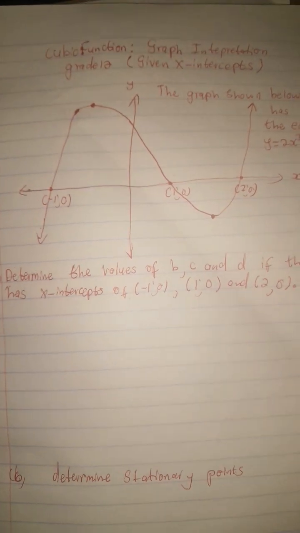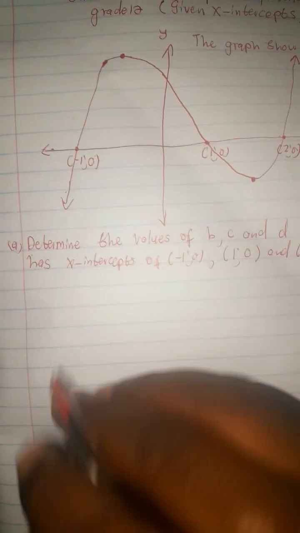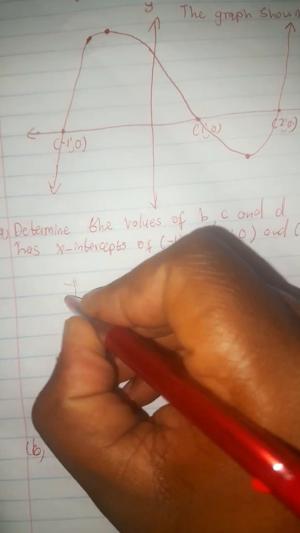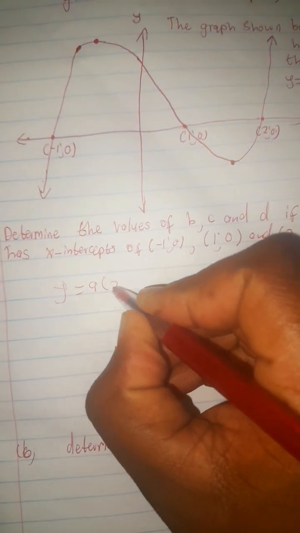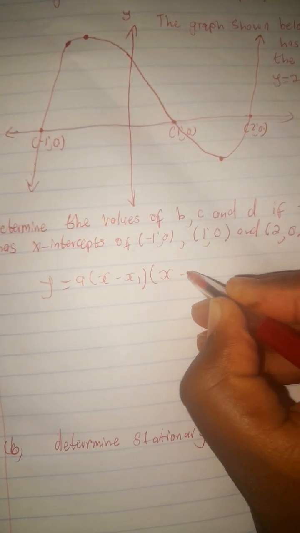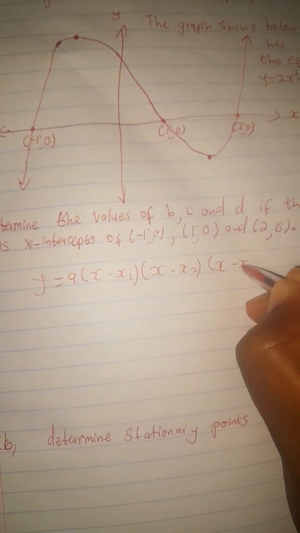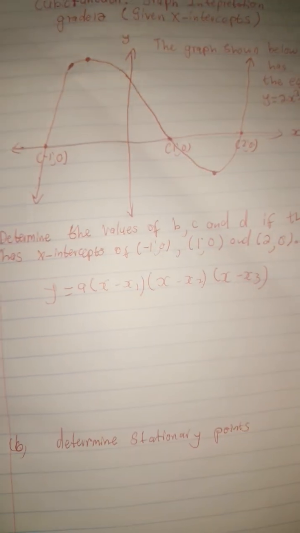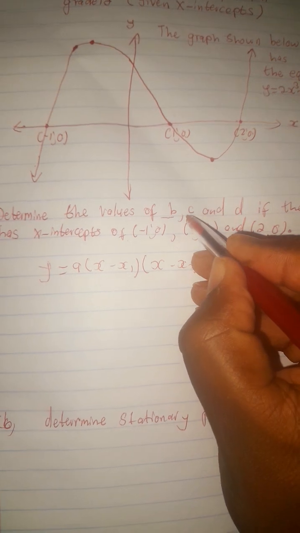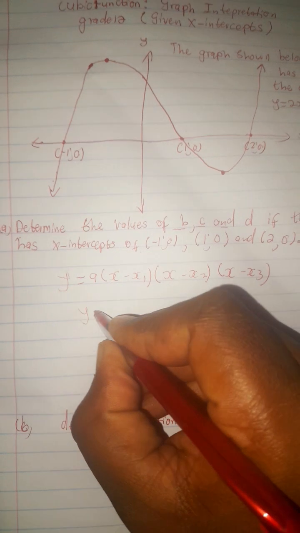So when you are given the x-intercepts, this is what you should do. You will write the formula y equals a(x - x1)(x - x2)(x - x3). Remember, we're working with graph interpretation. So there are three missing values: b, c, and d. Let's place the first one.